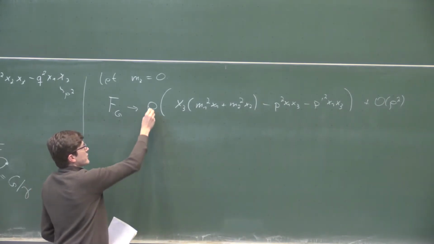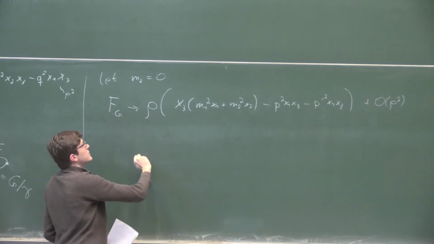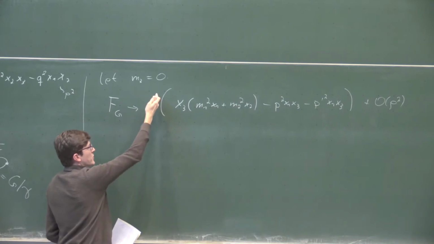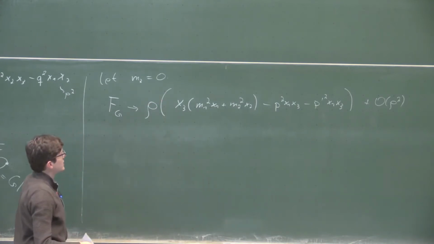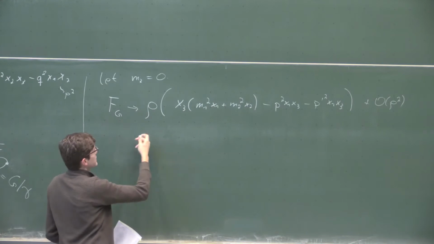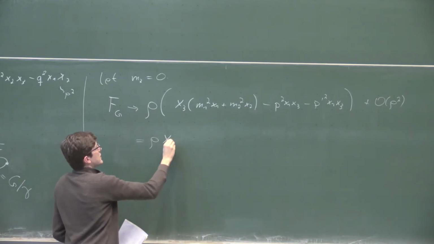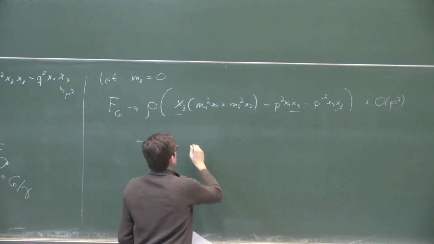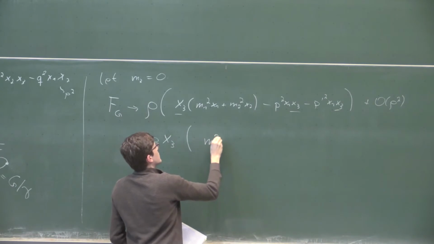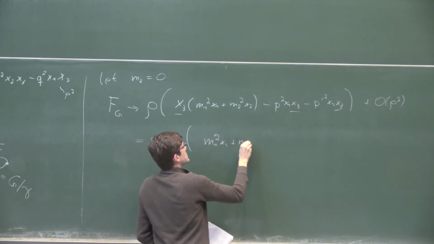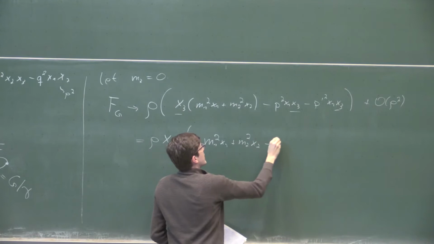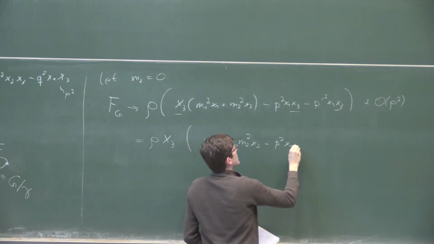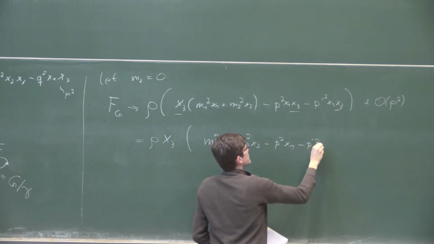So now indeed we have a vanishing of rho to the power 1, which is this final formula I gave last time. And the claim is that again there is a factorization, and you see this because you can rewrite this as rho times x3. You can factor out this x3 here. And then you're left with m1 squared x1, m2 squared x2 minus p squared x1 x2.